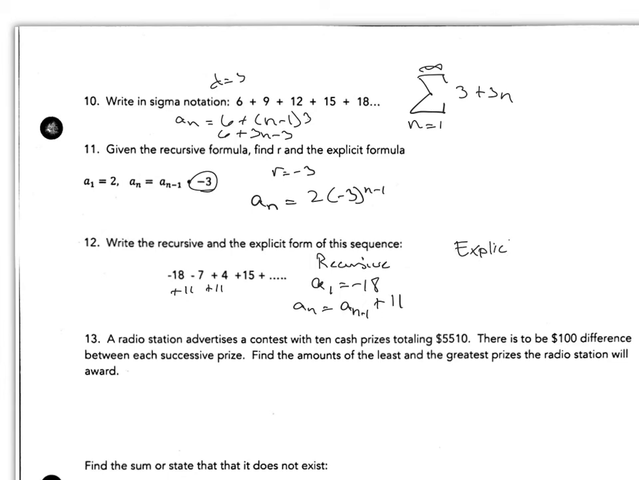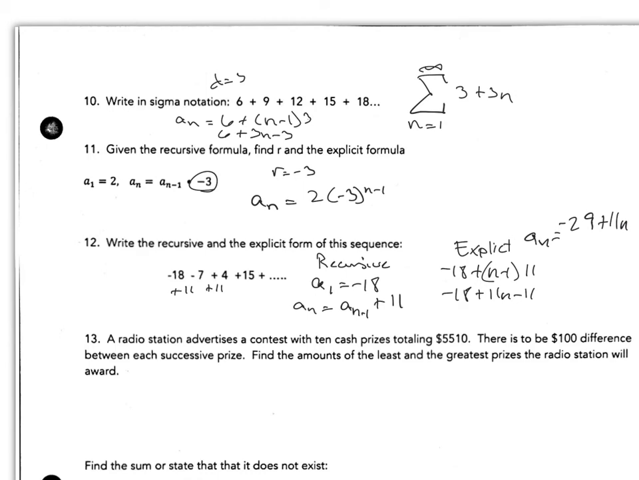Explicit, because it's arithmetic, we're going back to that same old formula, unless you can think through it. Negative 18 plus n minus 1 times 11. 11n minus 11. So our explicit form here is negative 29 plus 11n. So you'll have to do both of those with one problem just like that.